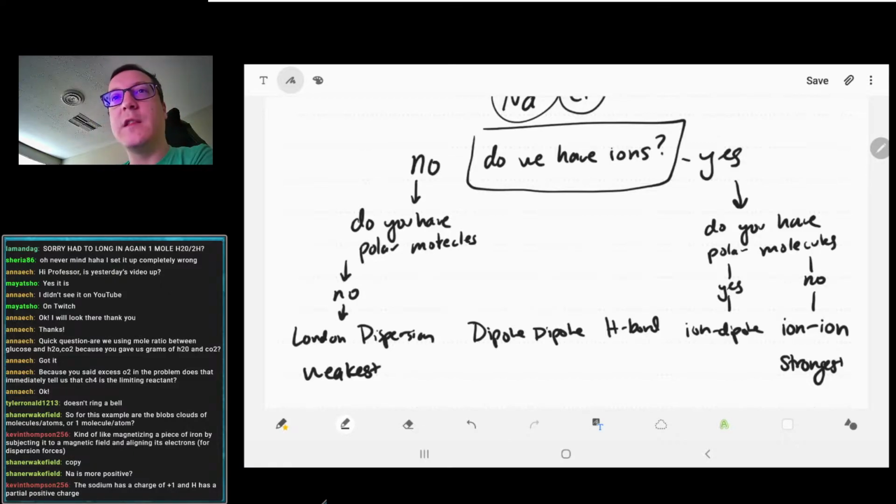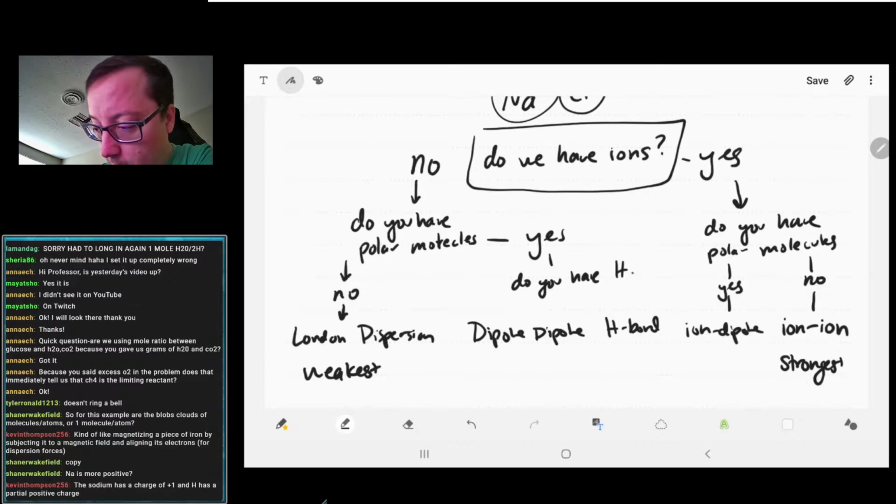If you do not, then you have London dispersion forces happening. If you're trying to find what your strongest force is and you do have polar molecules, you have to see: do you have one of those three bonds?